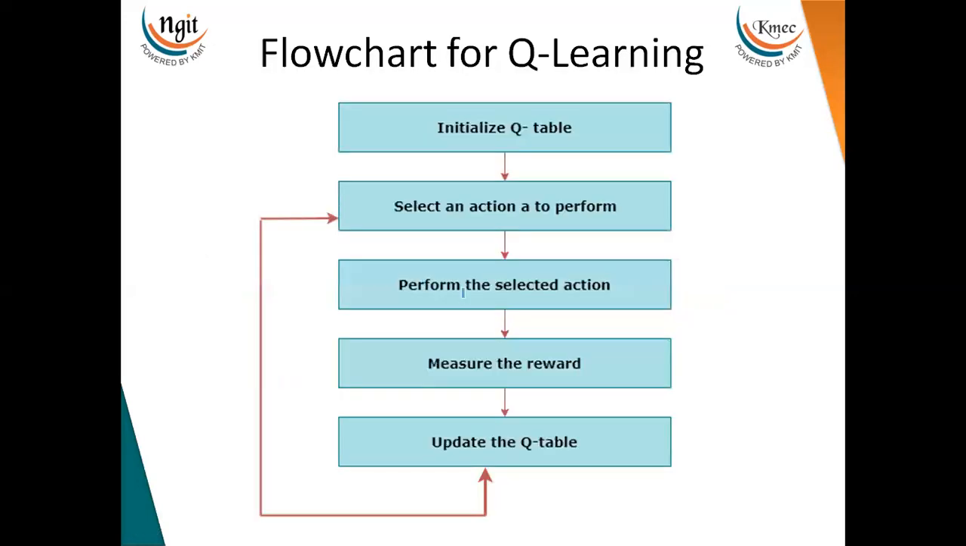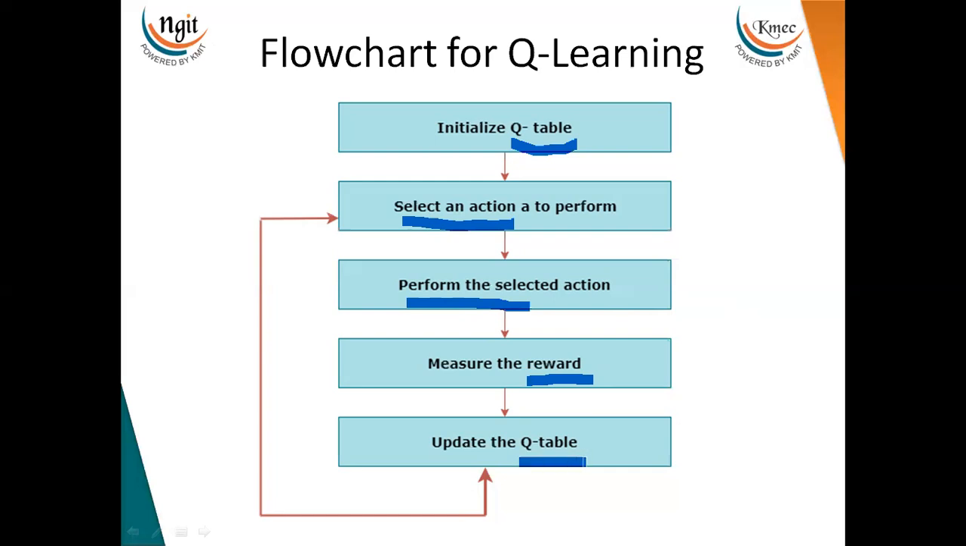Now here, how we can define the flowchart for Q-learning is: initially, with the assumed value, the Q table will be initialized. Then we will select an action to perform. Then we will perform that action and we will find out how much reward we are getting. What is the feedback for that action? How the evaluation for that action is done. And according to that, we will update the Q table.